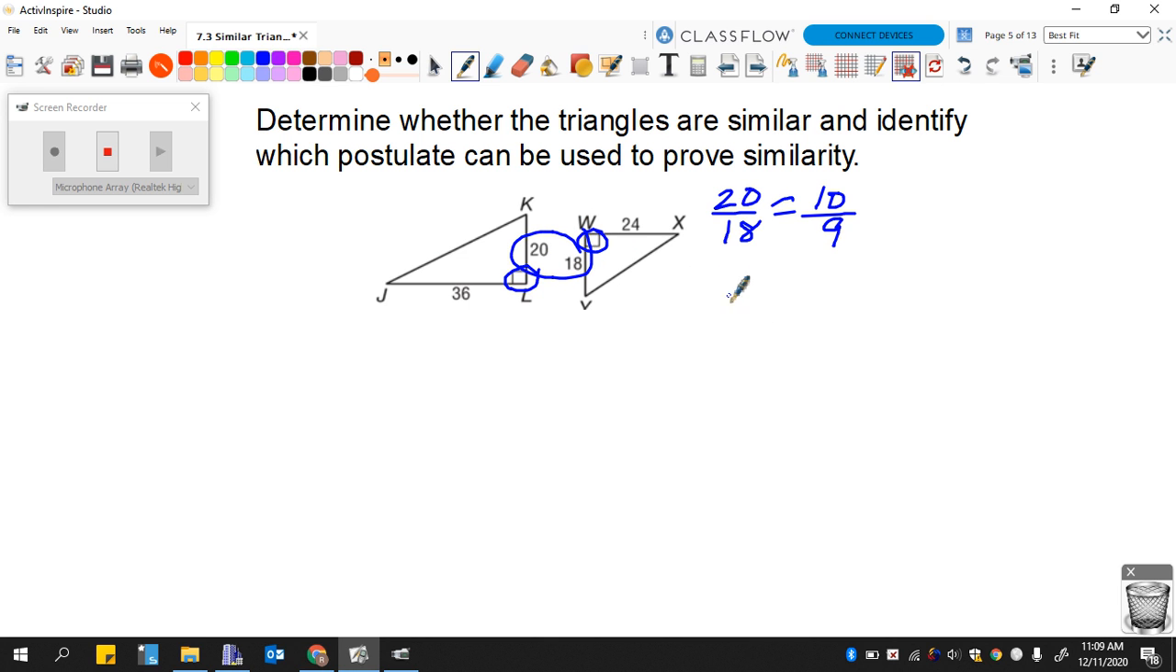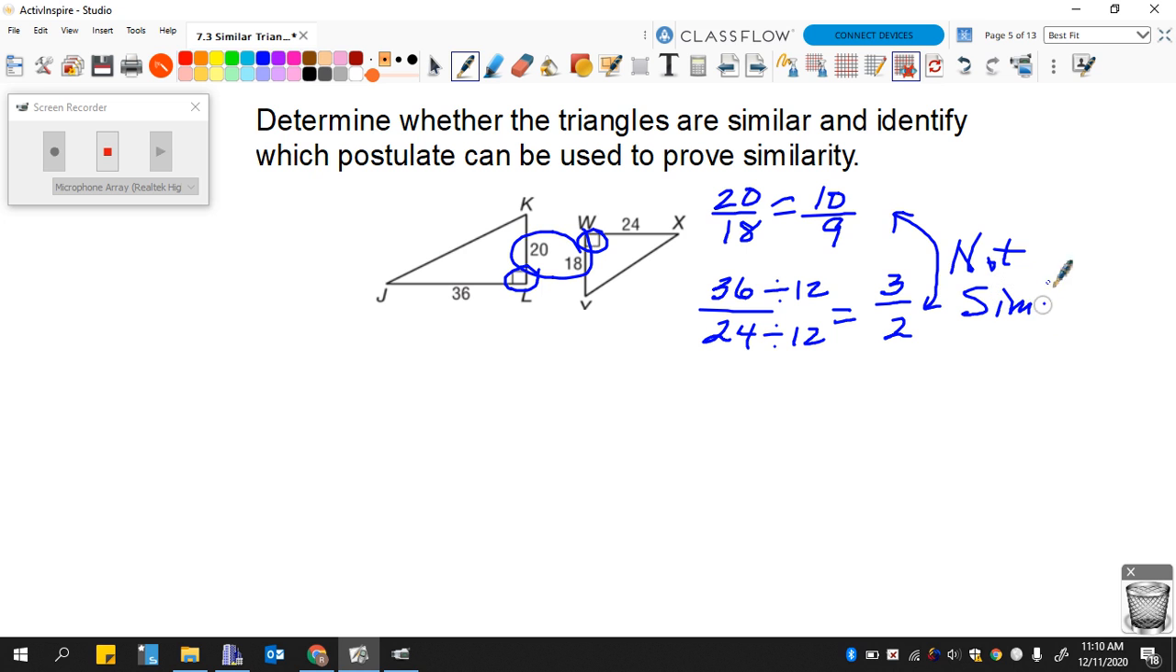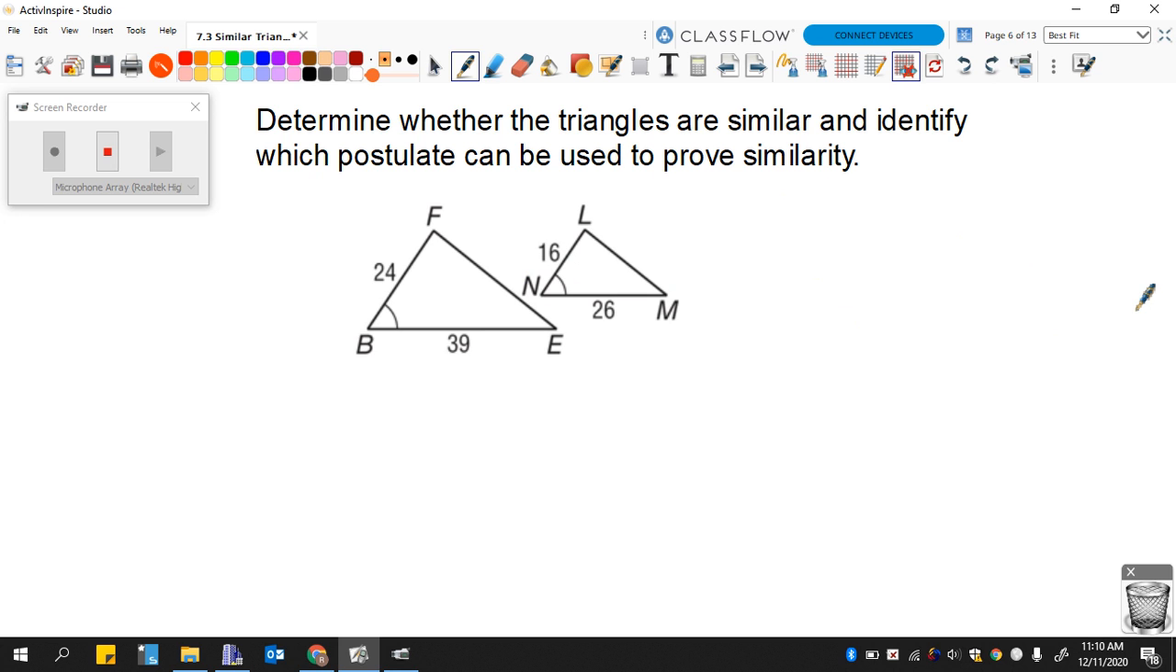Then we have to do the 36 on top, 36 over 24. Without using the calculator, we know that 12 goes into both of those. So 36 divided by 12 is 3, and 24 divided by 12 is 2, so 3 over 2. So these are not the same ratios. So this triangle is not similar, because the ratios are not the same.